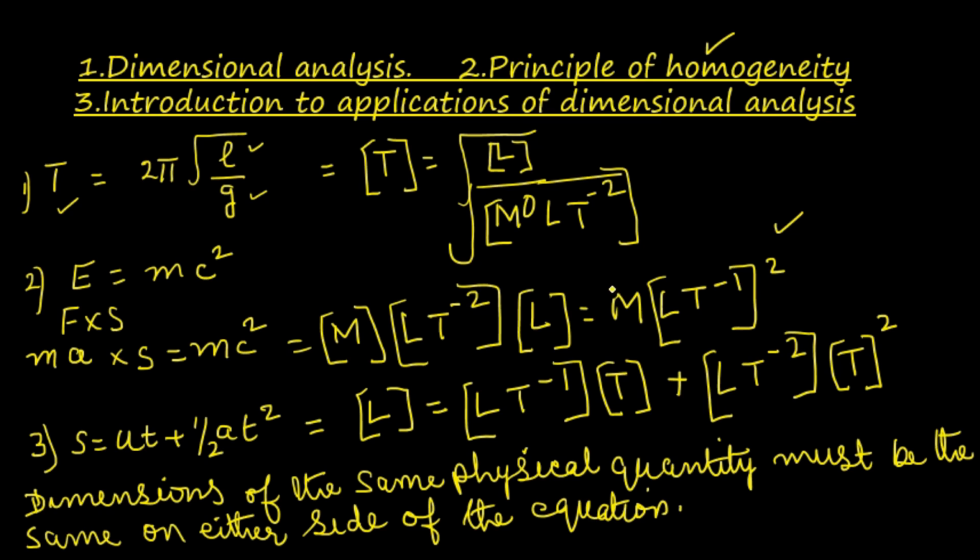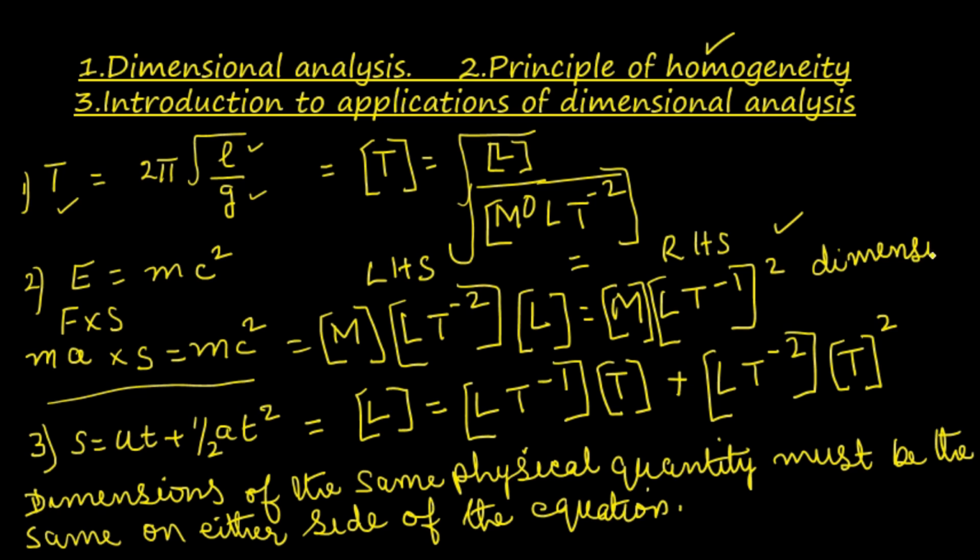Let us take the simplest equation here. E is equal to mc square. Consider the dimensions on either side of the equation. On the left hand side there is mass. On the right hand side also there is mass. On the left hand side there is L into L, there is L raised to 2. On the right hand side also there is L raised to 2. Then on the left hand side there is T raised to minus 2. On the right hand side also T raised to minus 1 raised to 2, that is T raised to minus 2. So the left hand side and right hand side are in perfect agreement. This is the principle of homogeneity. So this equation is dimensionally correct. Checking the validity of the physical equation is one application of dimensional analysis. We will see that in detail in the next video.